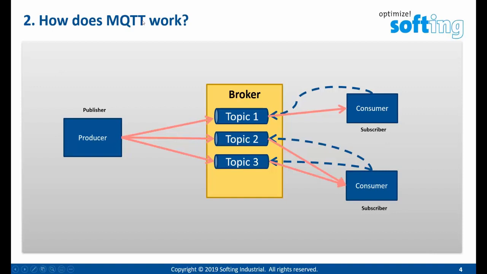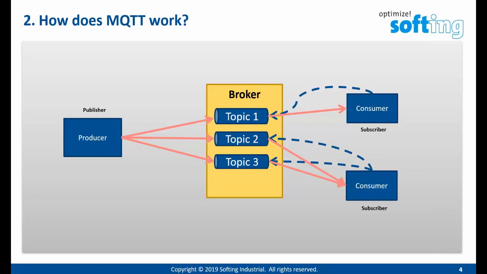So how does MQTT work? I've just told you that it has a publisher-subscriber architecture, and this consists of three parts. On the left side we have a publisher, in the middle is the broker, and on the right side are the subscribers. The broker in the middle is some kind of distributor or dispatcher, and on the left side the publisher actually generates or has the data and sends the data to the broker.